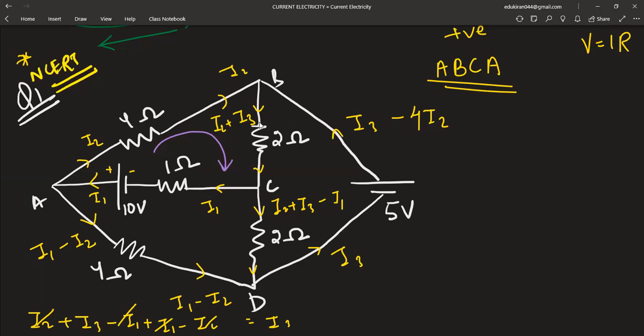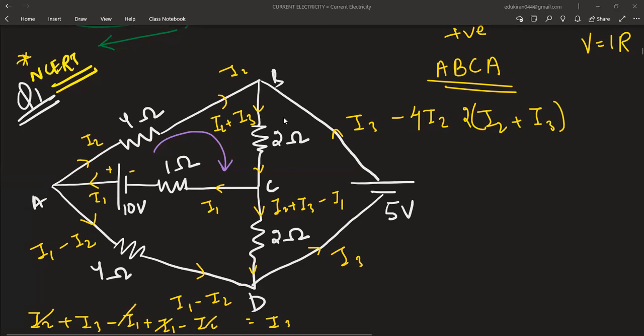Now let me move from B to C. What all things are coming in the way? Just a resistor is coming. So how do we write the voltage? Current into resistance. What is the current in this branch? Current is I2 plus I3, right? And what is the resistance? Resistance here is 2. But what about the sign?